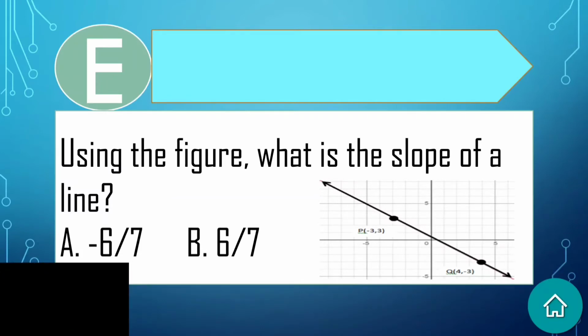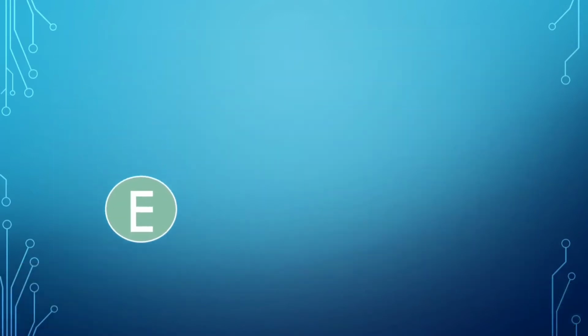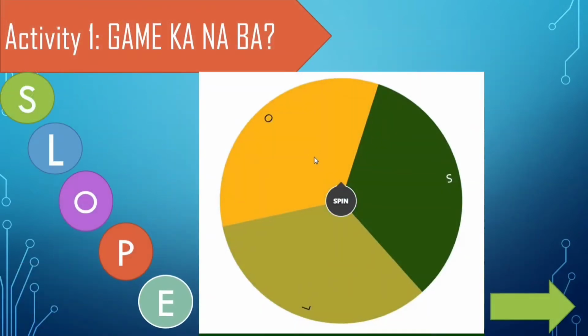Okay, time's up. So let's reveal the correct answer. So the correct answer is A, -6/7. Did you get it? Very good for those who got the correct answer. The question is easy, isn't it? You have encountered those lessons during your junior high school year. So let's proceed to the next spin.